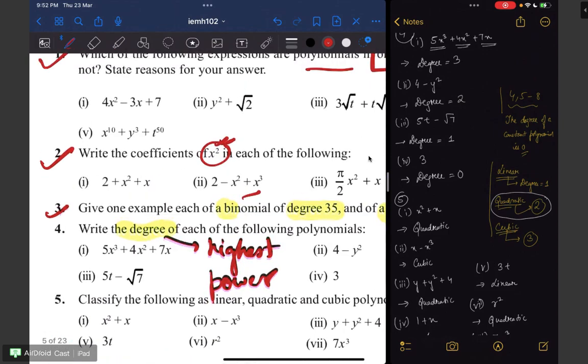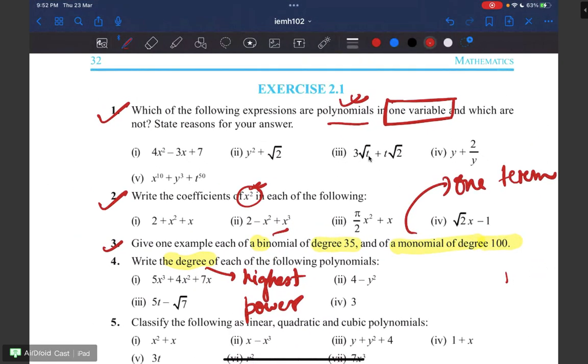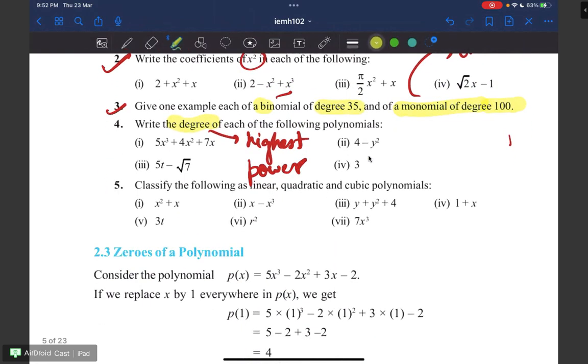Okay, so that's all for the day. I hope you have understood all the questions from exercise 2.1. In the next class, I am going to discuss a new concept known as zeros of a polynomial.